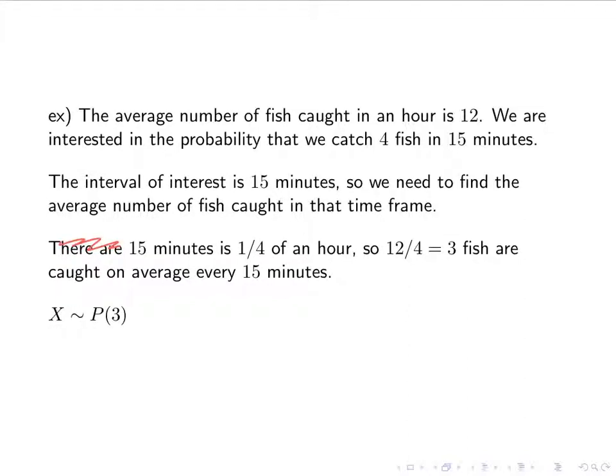And this means that x is P of 3. So 3 is the average of the 15 minutes, which is what we want. So we have to make sure that what we're given, which was per hour, we translate that into what we're interested in, which was the 15 minutes. So again, we need to divide it by 4 because there are 4 15-minute intervals in an hour.